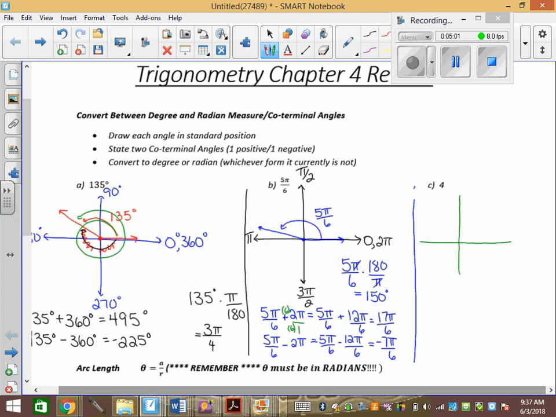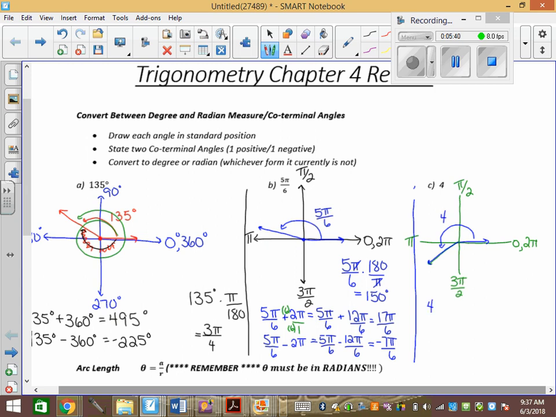So where would 4 fall? So we have 0, we have pi over 2, we have pi, which is 3.14159, so 4 is going to fall in there. And we have 3 pi over 2 and 2 pi. So 4 is going to fall in the third quadrant, which means between pi and 3 pi over 2. 3 pi over 2 is 4.7, and pi is 3.14, so almost in the middle-ish. So it's going to be 4, and then we're going to find coterminals.